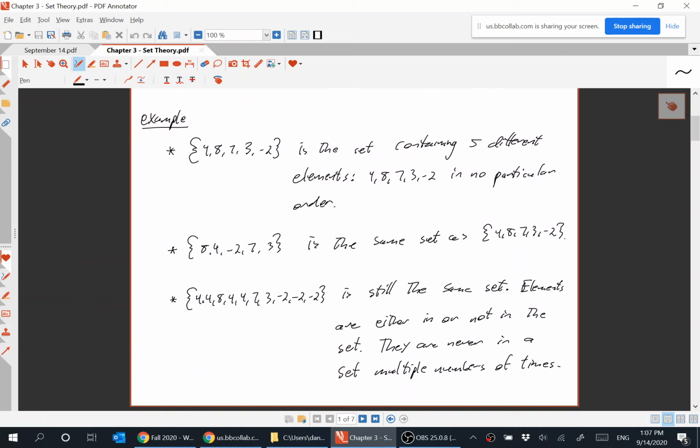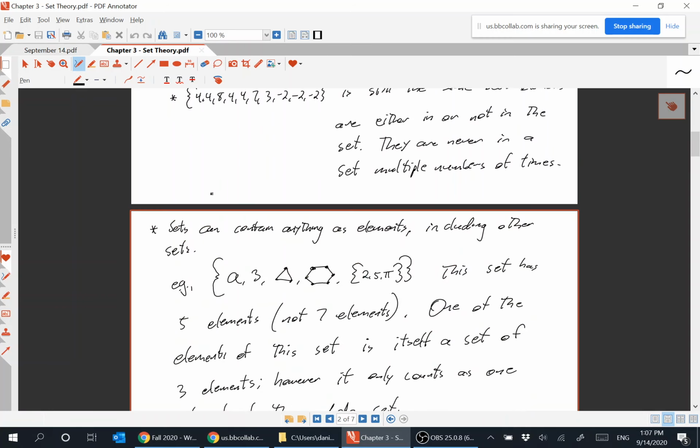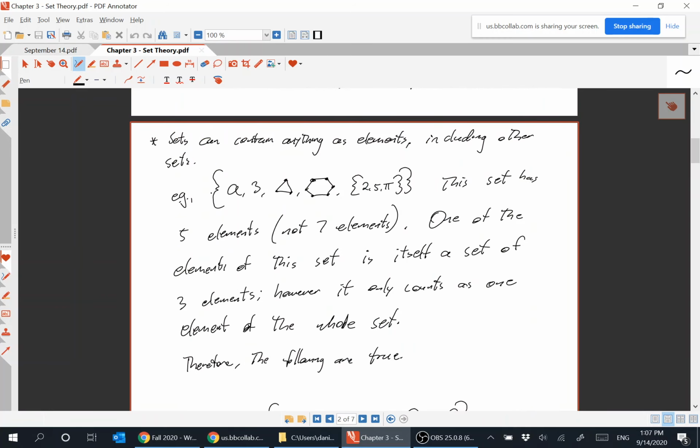Right, all of these sets are the same. This set is the same as this set because all I did was mix around the presentation of the elements. And this set is still the same as that set because elements, even though they're listed more than once, are still just in the set once. They're not in the set multiple times. There is a concept of sets where elements are in there multiple times. It's called a multi-set, which is something important in combinatorics and in number theory, but we're not doing that.